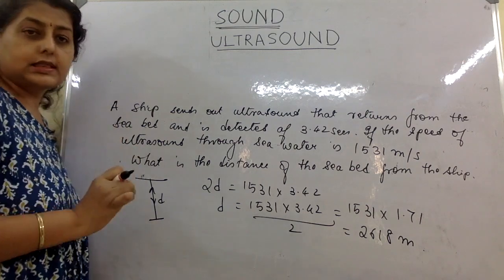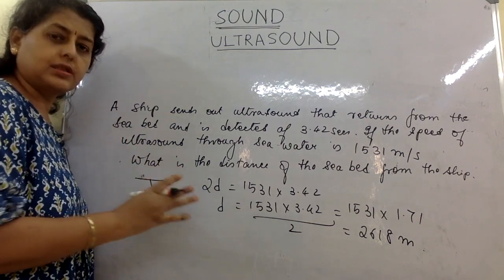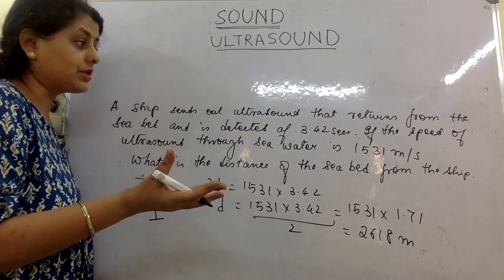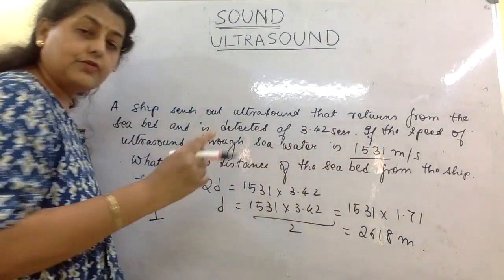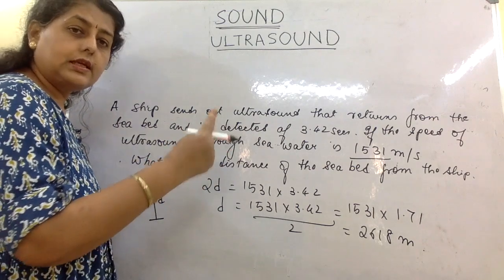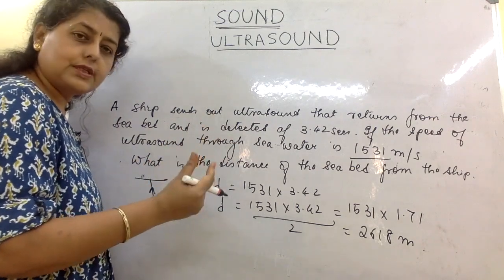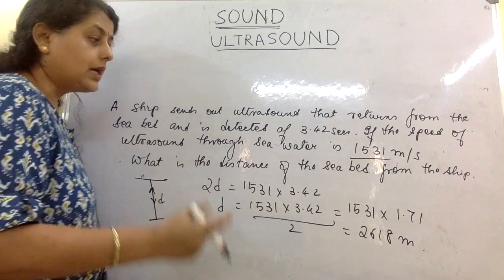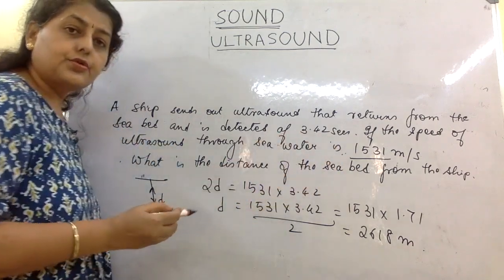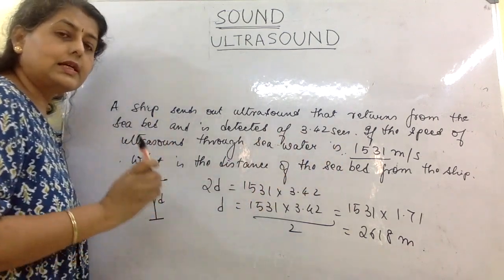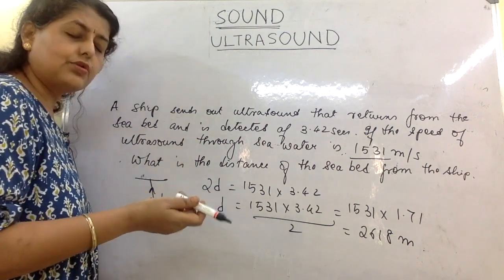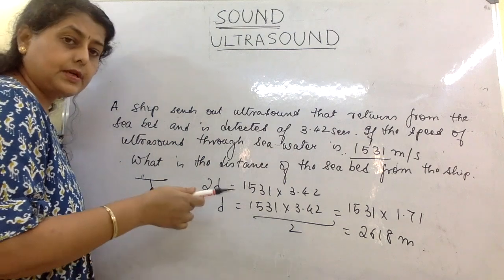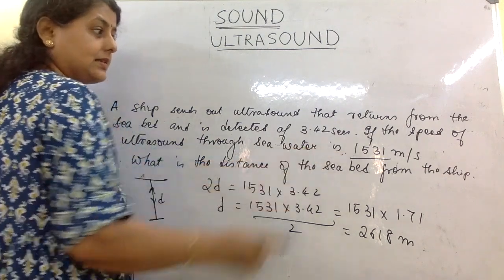Now a few things I want you to note in this question. This was a very simple sum, just like an echo question. Here I want you to note this value. Whenever we were talking about sound traveling in air, we had 344, 346, 340, 330. Now look at this. I had told earlier that sound travels faster in liquids than in air or gases, and we can see it here.